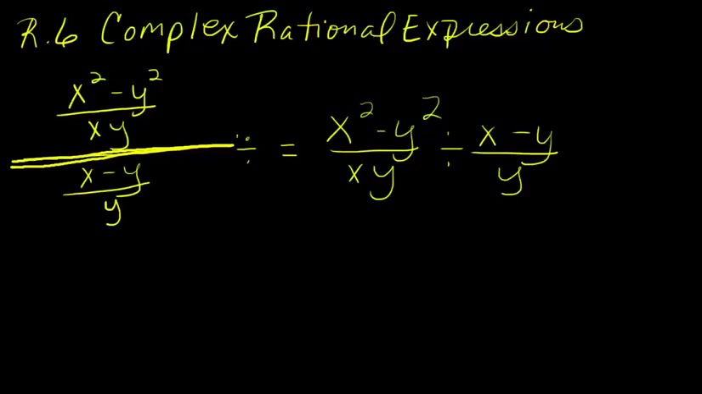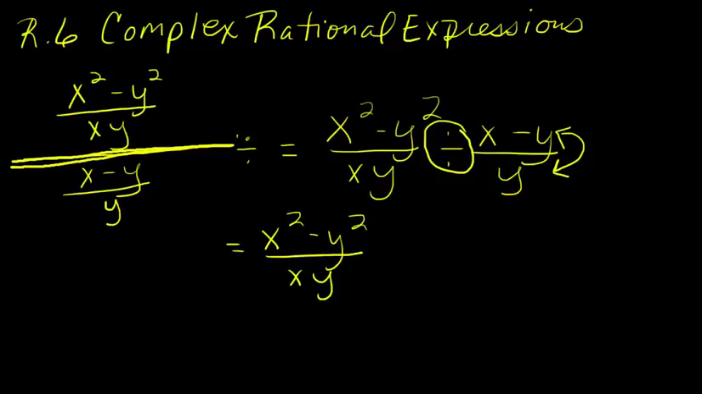When we work with fractions and we are dividing, we know that we can change that division into multiplication, and then we have to use the reciprocal of the fraction that immediately follows the division symbol. So as we turn this division into multiplication, it would look like x squared minus y squared over xy times, and then we want the reciprocal, so we are going to have y over x minus y.